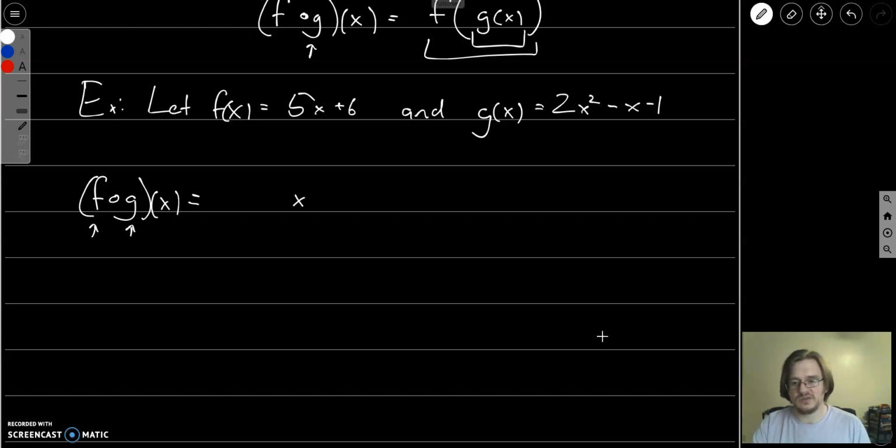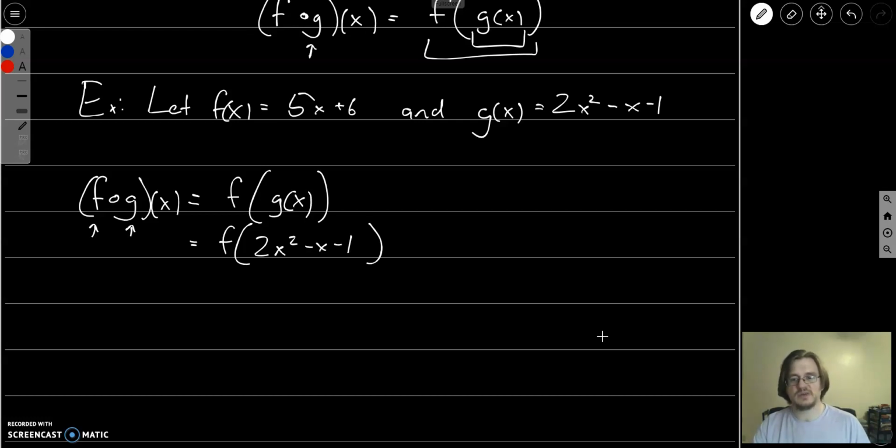So what we're going to do is take x and plug it into the function that's closest to x first, and then whatever we get, we're going to plug into f. So ignoring the f for the moment, I'm just going to write down what g of x is. g of x is going to be 2x squared minus x minus 1. So all I've done is substitute what g of x is into this function. Next, I'm plugging this whole thing into f.